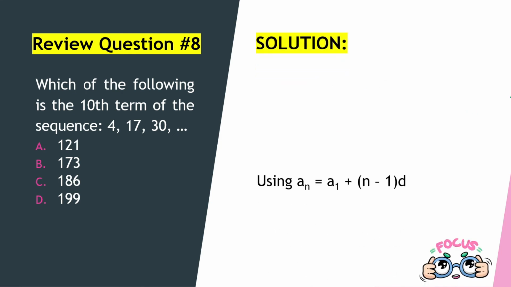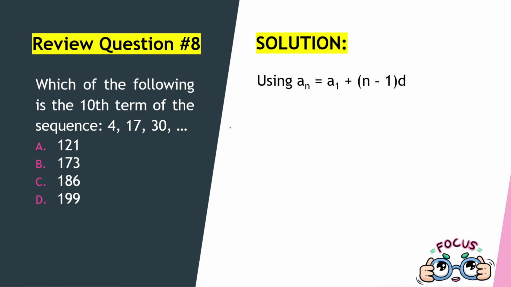If we are about to use naman the formula, ito yung formula. Okay, so a sub n is equal to a sub 1 plus n minus 1 times d, where a sub n is the last term. Ito yung hinahanap natin, the 10th term. A sub 1 is the first term, which is 4. N is the number of terms. Ilang terms ba yun lahat ng given? Mula umpisa hanggang sa last ay 10. And d is the difference, which is the 13, yung ina-add. We call it common difference actually.